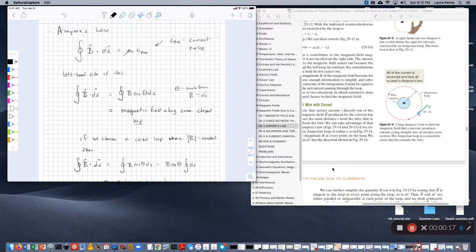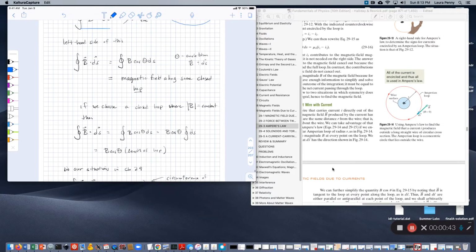It looks as bad as Gauss's law, but it's actually even better. It's not even as complicated as Gauss's law. It just looks terrible. So it's just this horrible looking integral on the left is equal to a constant times I enclosed. This is the current which is enclosed inside something.